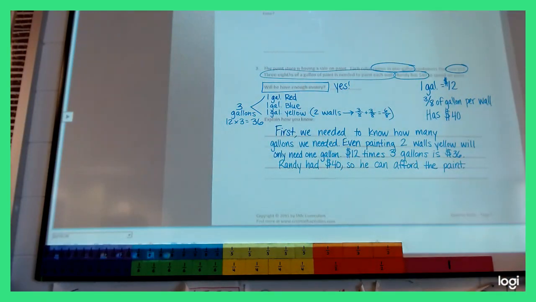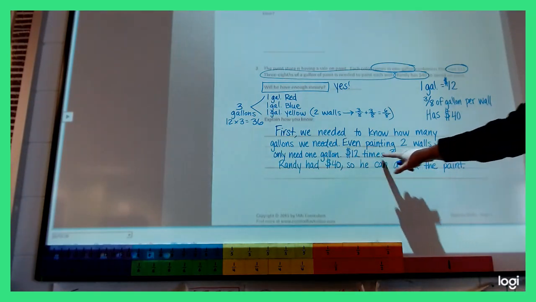Is that a 12 or a 2? 12 times 3 gallons is 36. That's a 2.